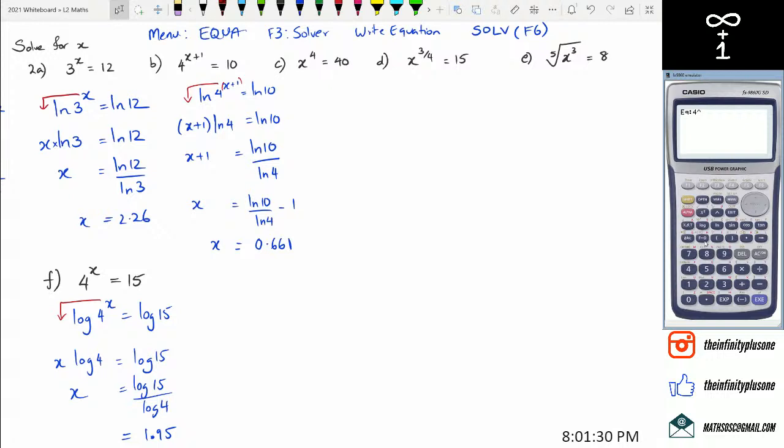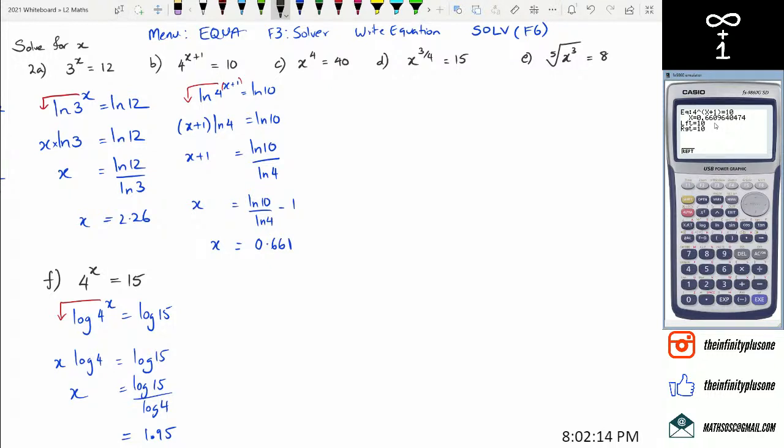Now, remember what we talked about earlier in this tutorial. Whenever we put powers and we have a whole bunch of things, we want to make sure we put that in a bracket. So we need to make sure we put that x plus 1 in a bracket. Because if you don't, you are going to get a completely different answer. Now we're going to go shift equals, and we put that 10. And we click on enter. Notice how it says x equals 2.26. That's because it was the last question's answer. So you just have to make sure you click on solve. And as you can see, I'm getting 0.6609.